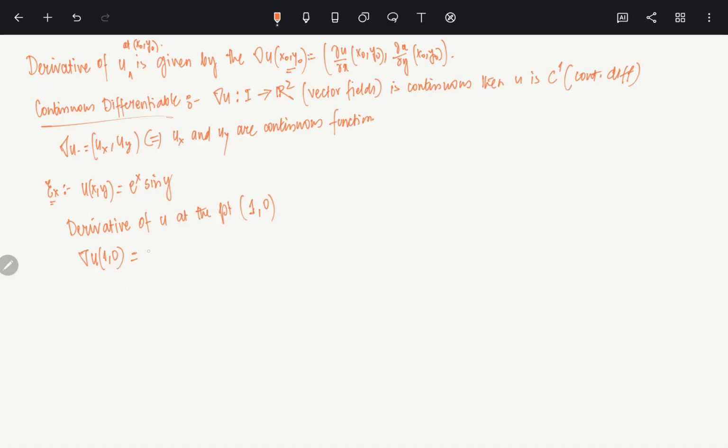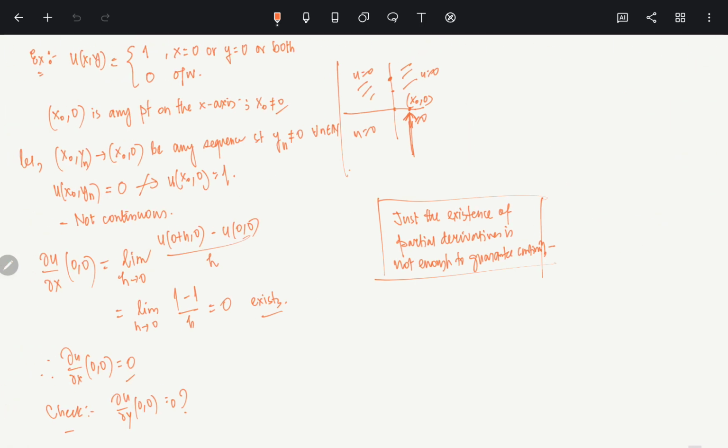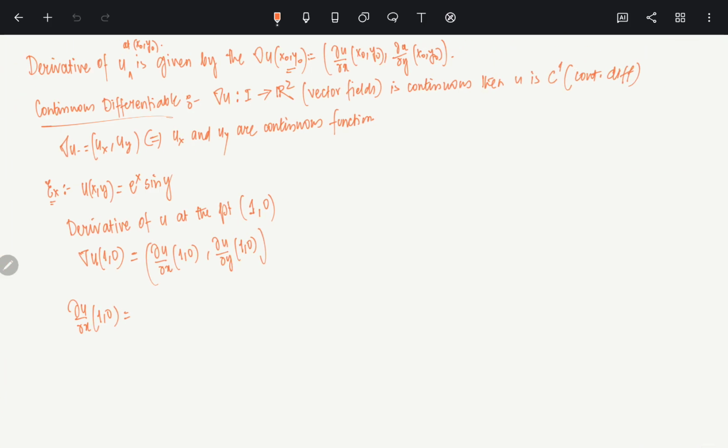It is actually del u del x at the point (1, 0) and then del u del y at the point (1, 0). That's what we need to find out. Now, what is del u del x at the point (1, 0)? You can of course use the general definition which I showed here, but we do not have to go through it. Basically, when taking the derivative with respect to x, you just fix a y. You treat the y terms as constants, and the only variable is x.